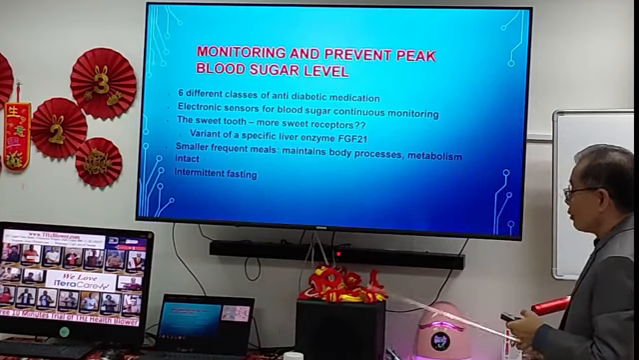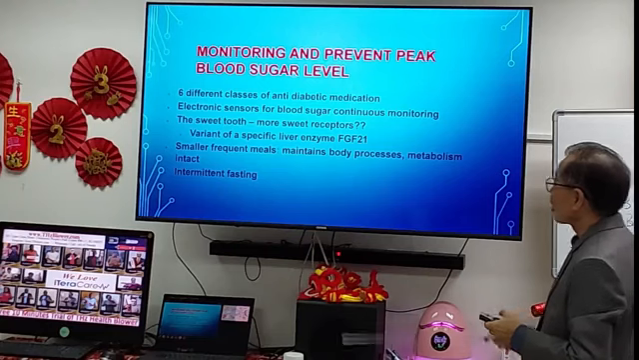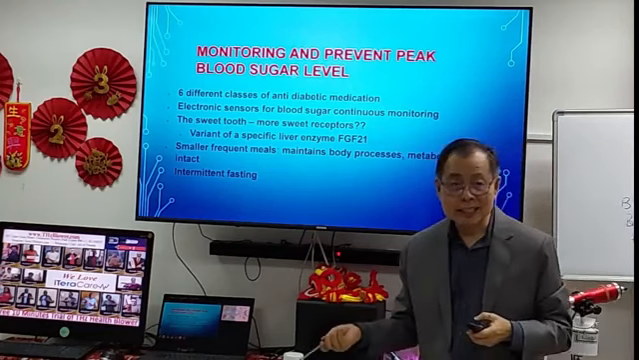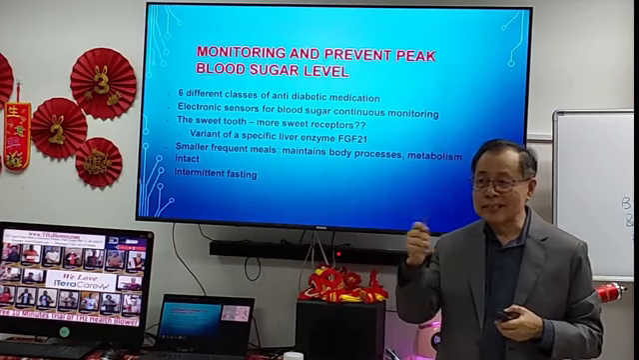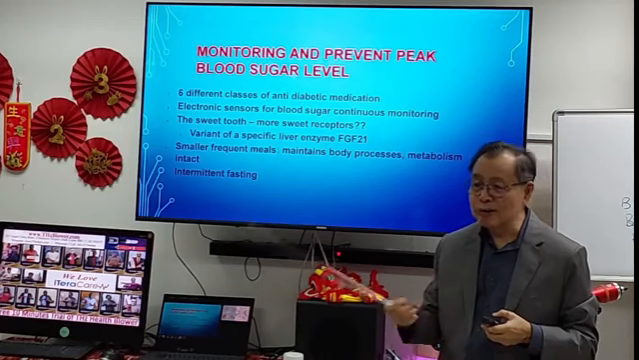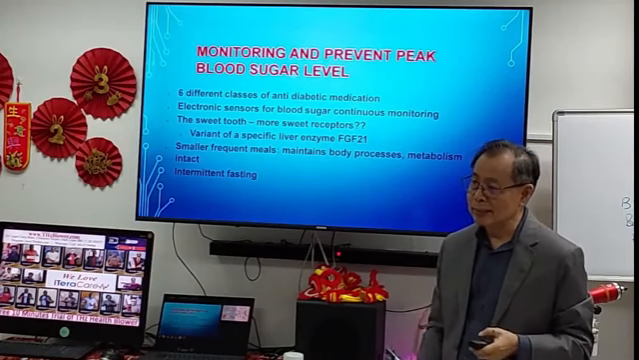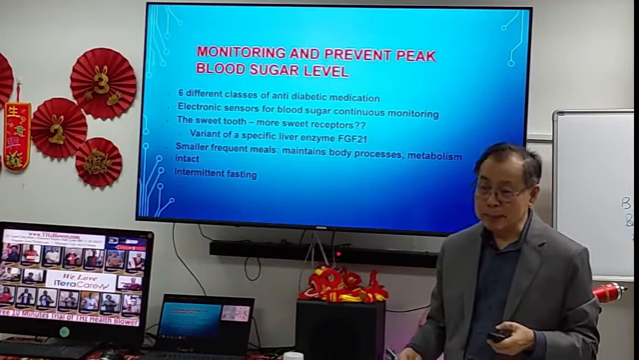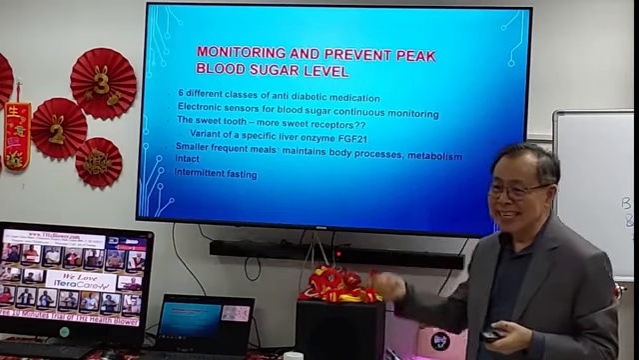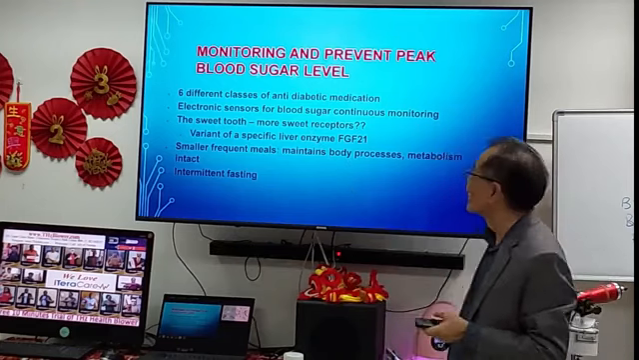If you are diabetic, I strongly recommend you take medication because nowadays there are many different kinds of anti-diabetic medication. If you want to count all the various medications available, somebody said it's probably like 60. Well, I didn't know there were so many, but at least there are 6 different classes.